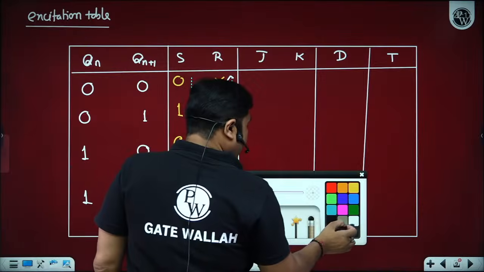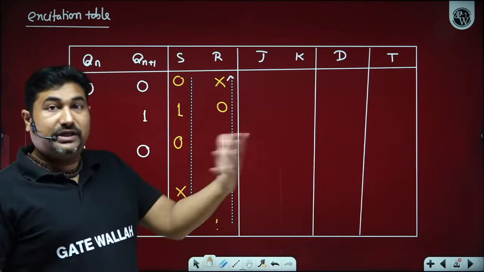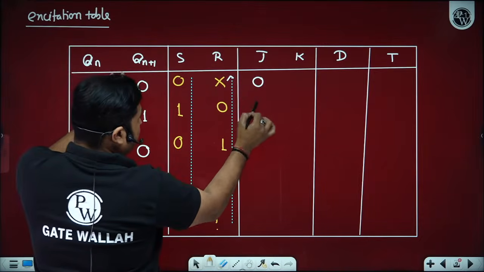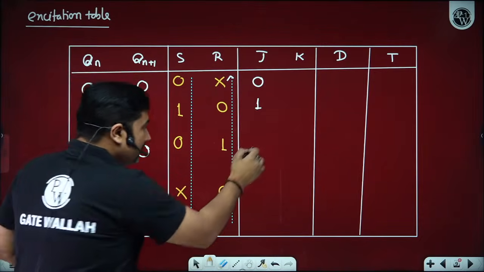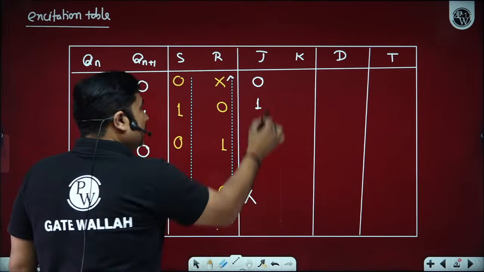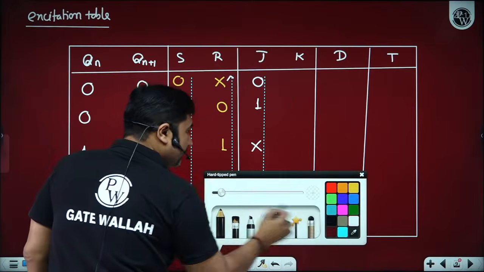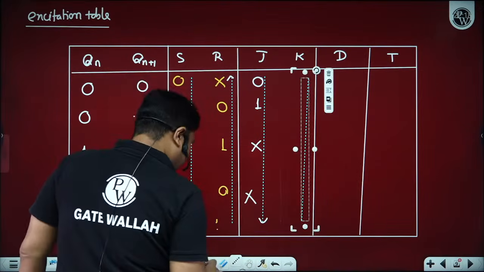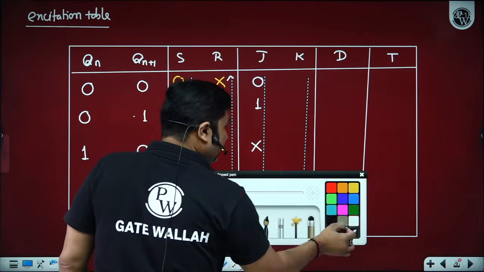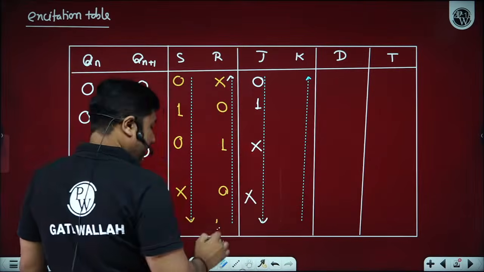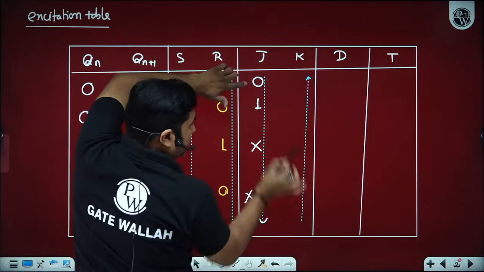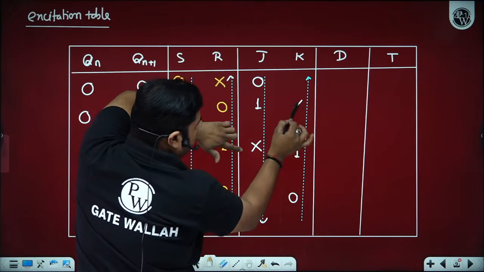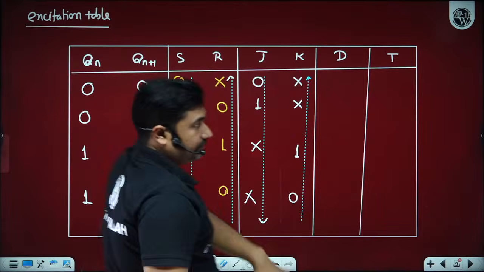For JK is superior. So for JK, only paste these two for J. Okay, then other make don't care. If you remember J, then you are not going to have any issue to remember K as well. Just reverse J. So how to reverse J? This 0 here, this 1 here, this don't care here, and this don't care here.